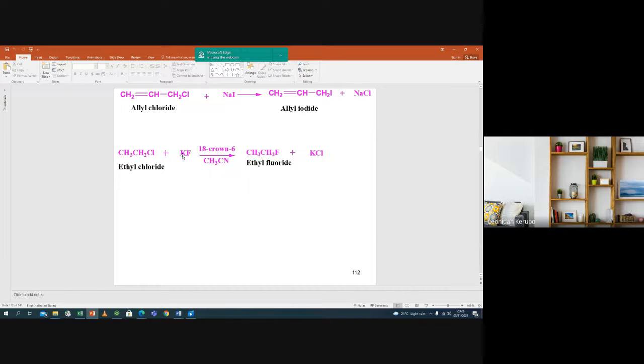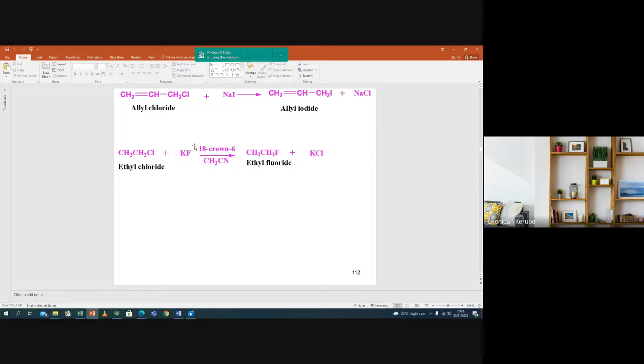So this reacts with potassium fluoride, the source of the fluoride ions, which are the nucleophile in this case, which will donate electrons towards forming a new bond to the electrophilic carbon and displacing the chloride ion as the leaving group. And the chloride ion will be stabilized by potassium to form potassium chloride. And the final product here, or the major product here, is ethyl fluoride.